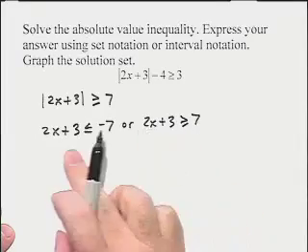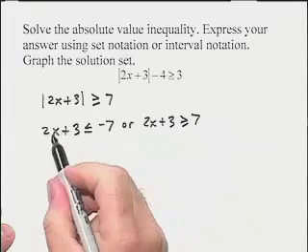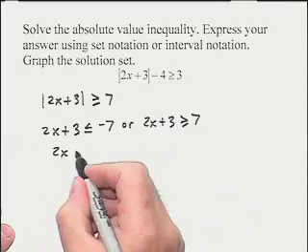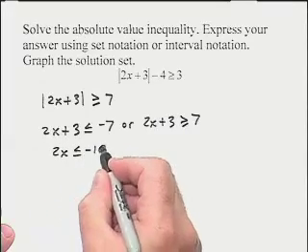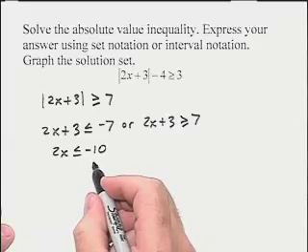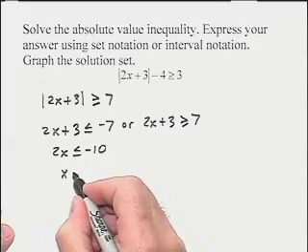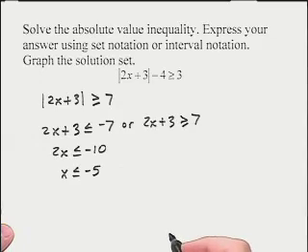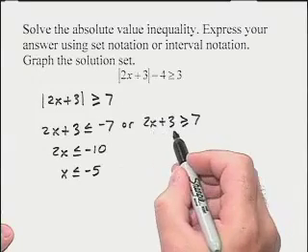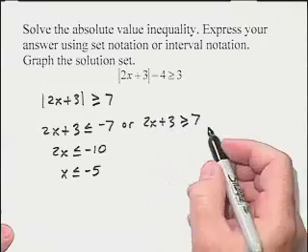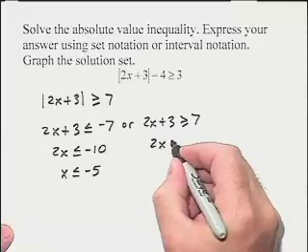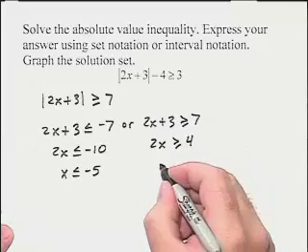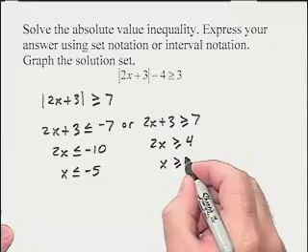We'll solve these two linear inequalities. Start with this one. By subtracting 3 from both sides, we'll get 2x is less than or equal to negative 10. We'll divide both sides by positive 2. We'll have x is less than or equal to negative 5. For the second inequality, we'll subtract 3 from both sides to get 2x is greater than or equal to 4, and divide both sides by 2 to get x is greater than or equal to 2.